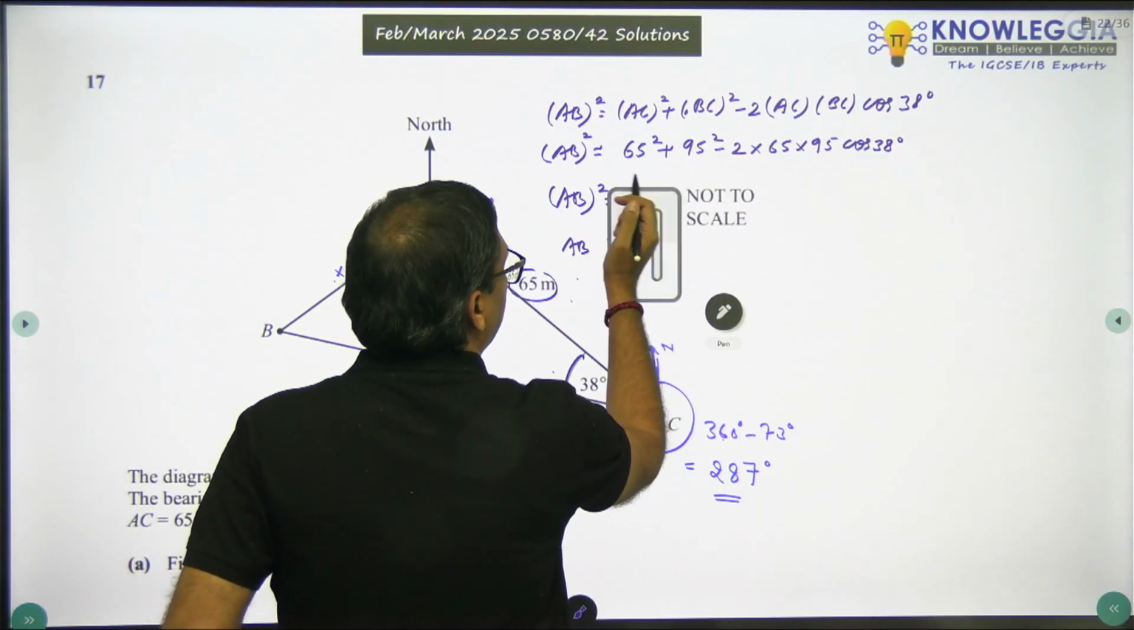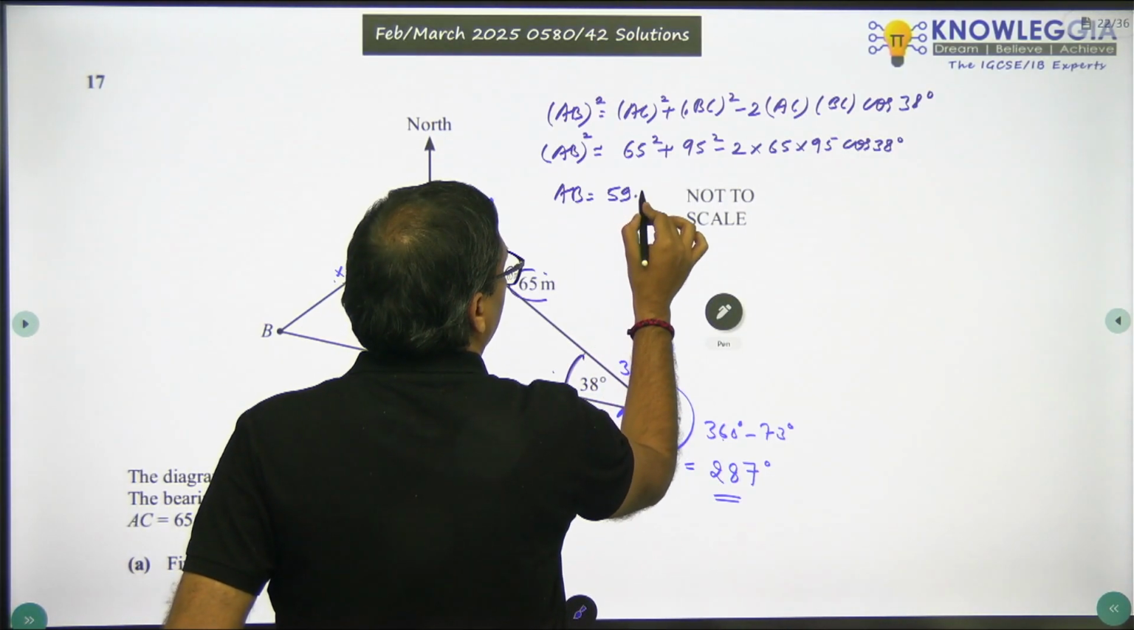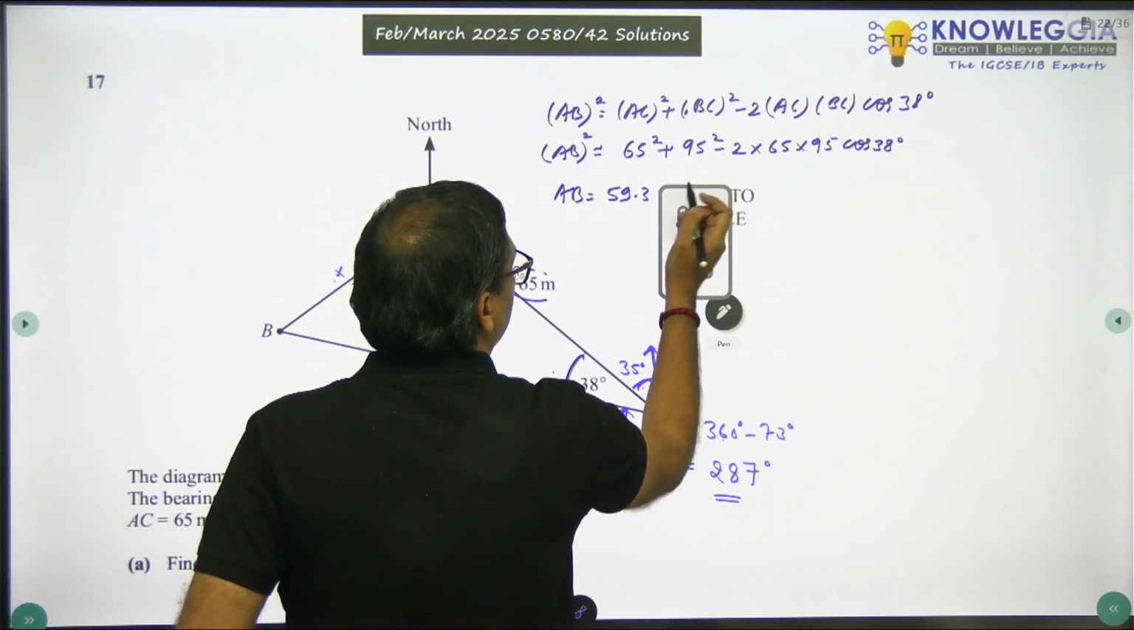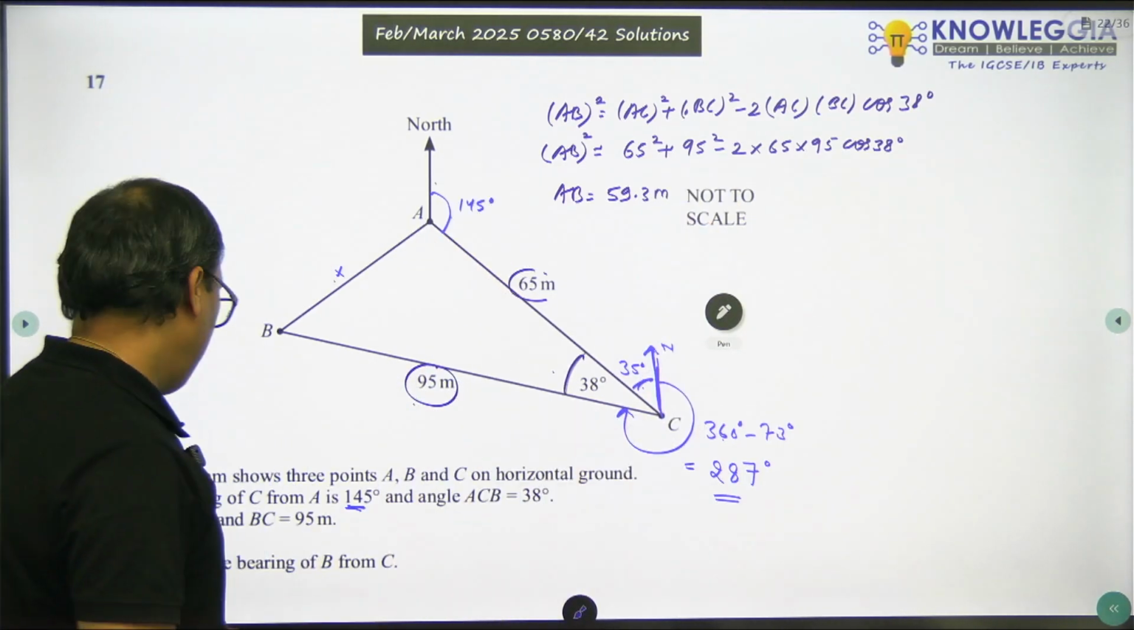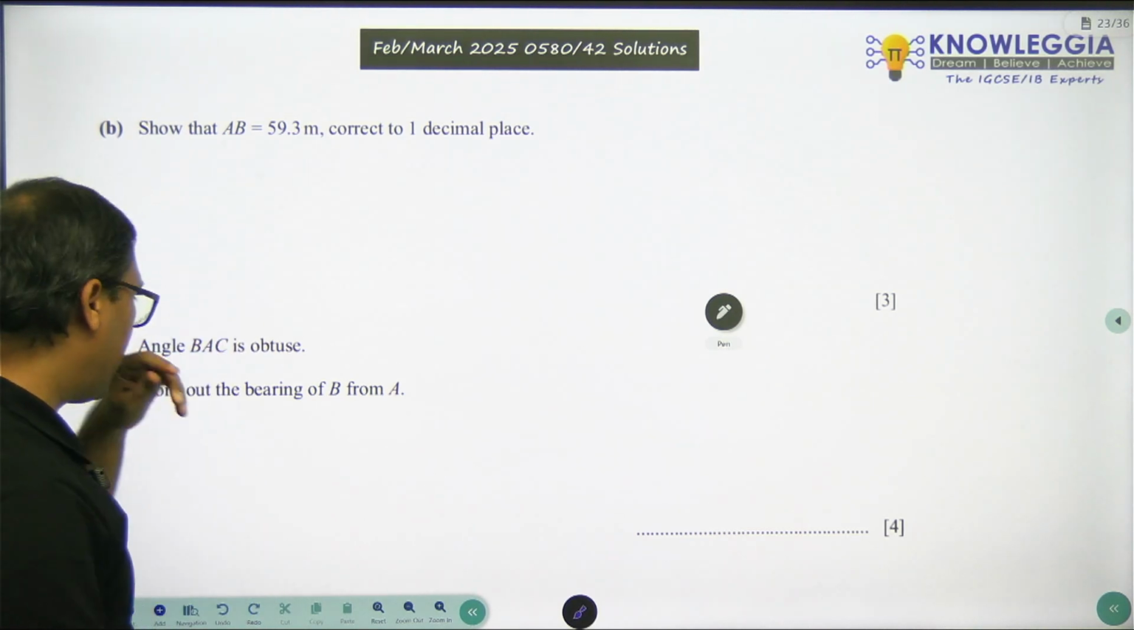Okay, so I'll just write the answer. AB is equal to 59.3 meters. So this is how you can easily solve this question. This is 59.3. Okay. Now the next part.